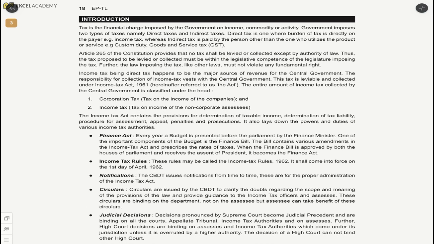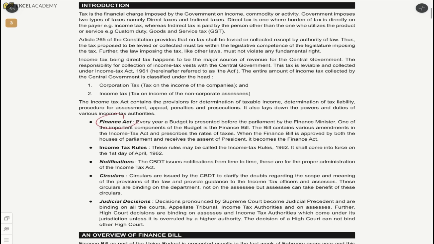So now, what are the main sources for direct taxes? Of course, every year the government presents the budget, so the Finance Act itself is the source when it comes to the rates, and that is the slab rates for the income tax for that particular year. Then we have the income tax rules. Income tax rules is nothing but the procedural aspects which need to be followed with regard to the Income Tax Act itself. Then we have various notifications released by the Central Board of Direct Taxes for the proper administration. When we say proper administration, it is basically for the smooth flow of the work, both for the department as well as for the assessees.